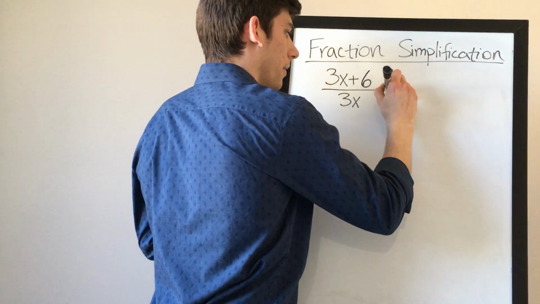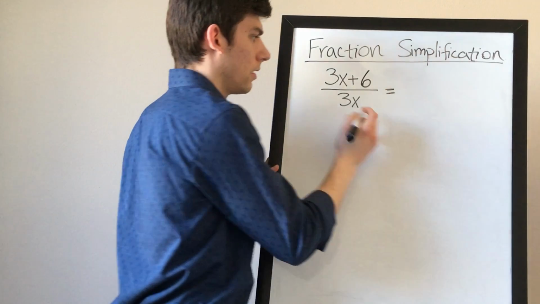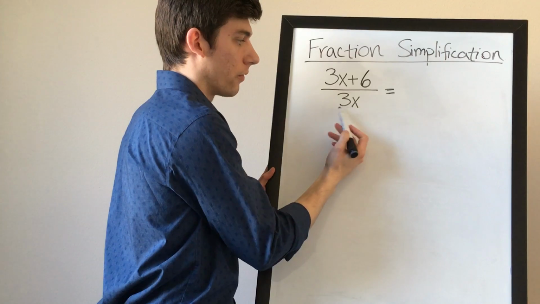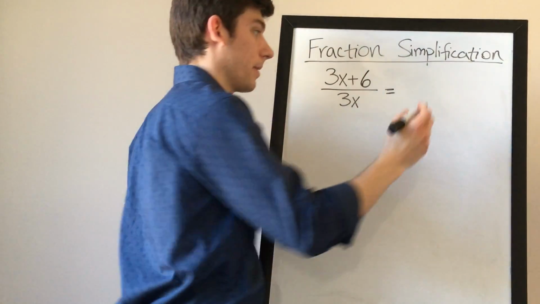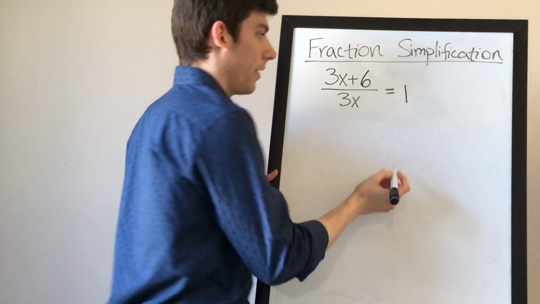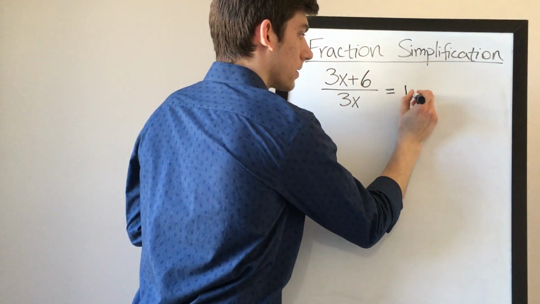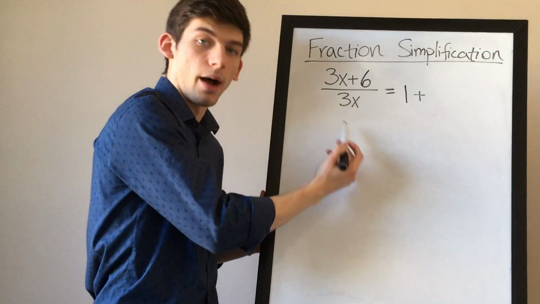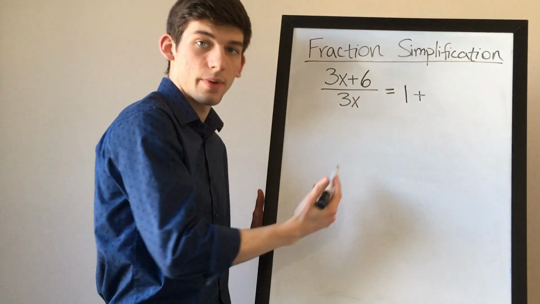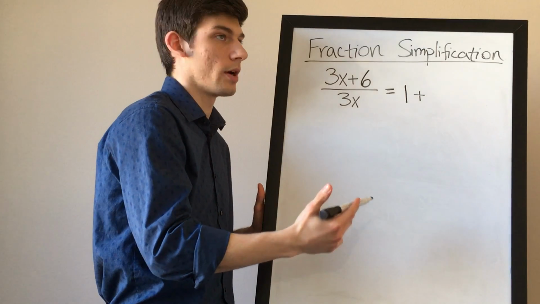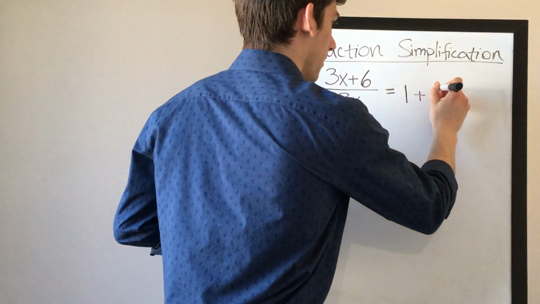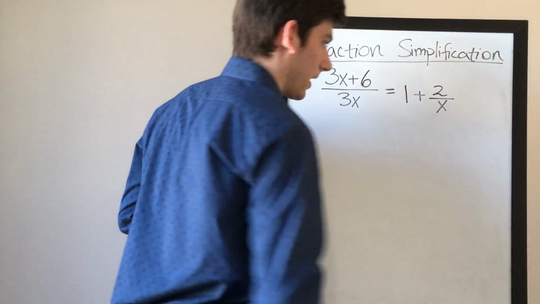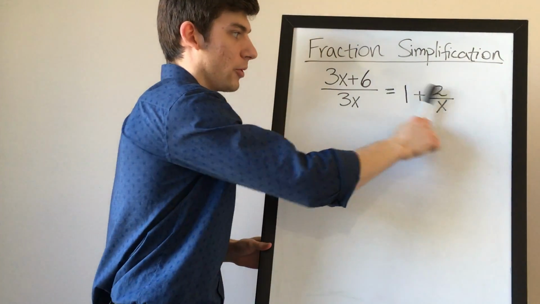Here, you would get, first term, 3x over 3x. What's that? 1, right? That's going to be 1. Then you take the sign you have over here, so plus your second term divided by what you have on the bottom. So 6 over 3x, you're going to get 2x. I'm sorry, 2 over x. 2 over x.